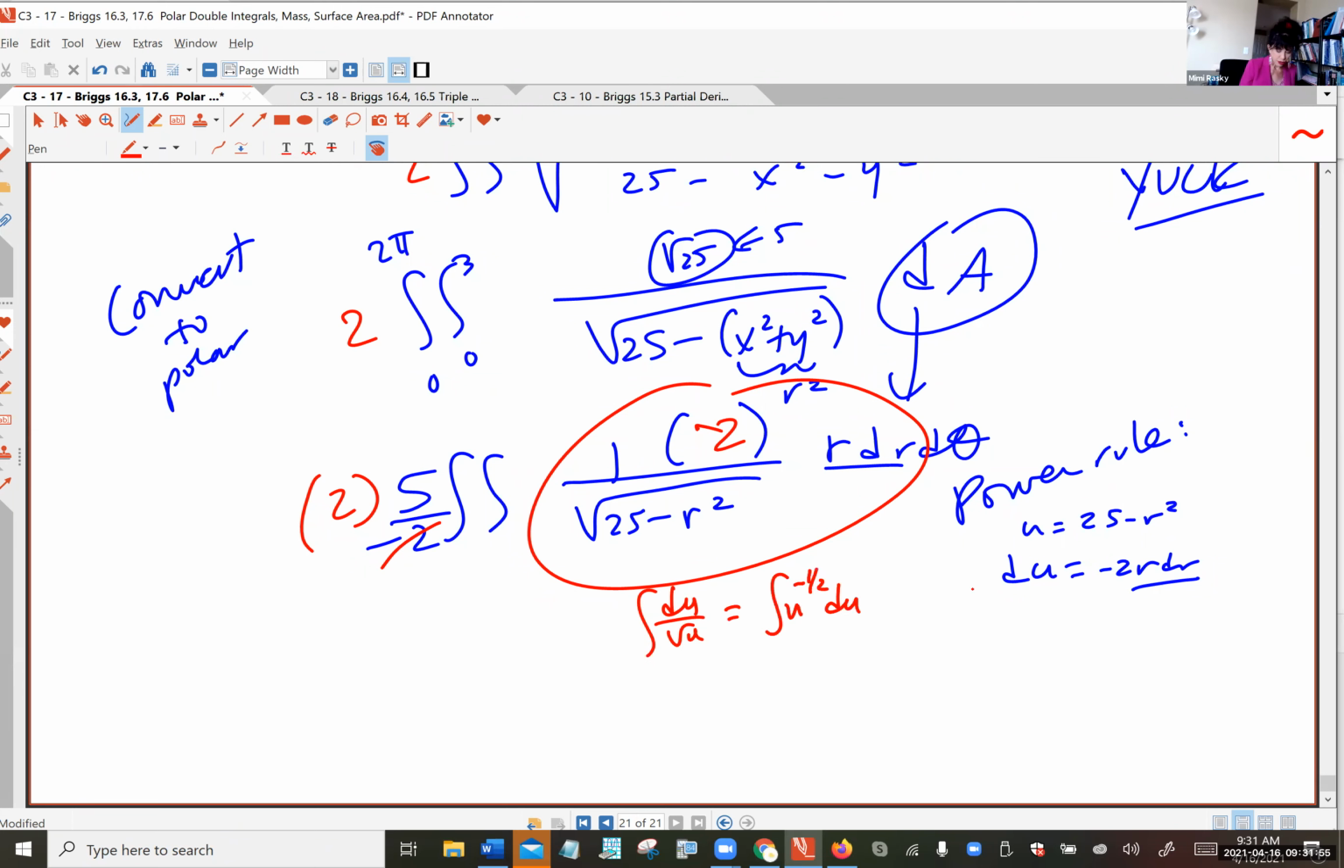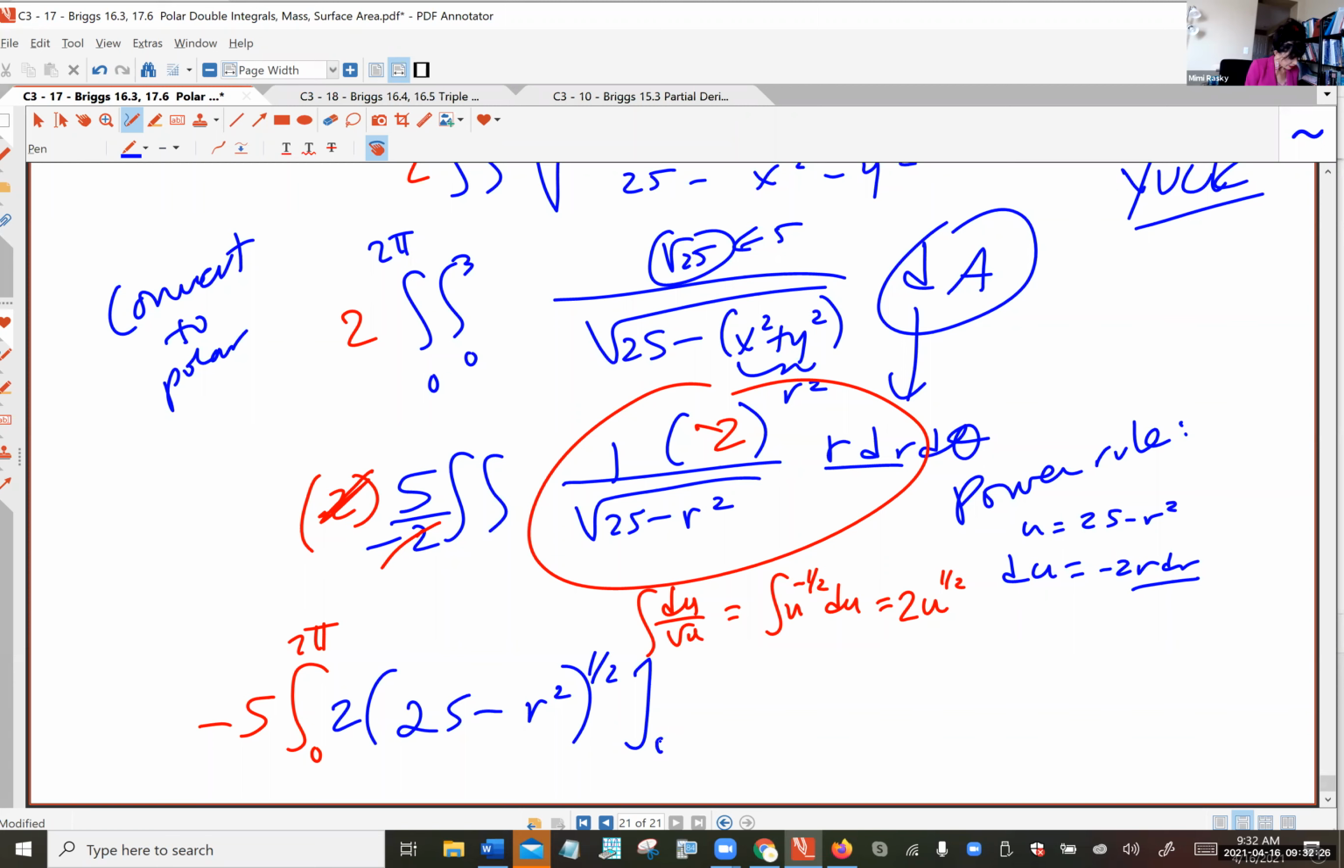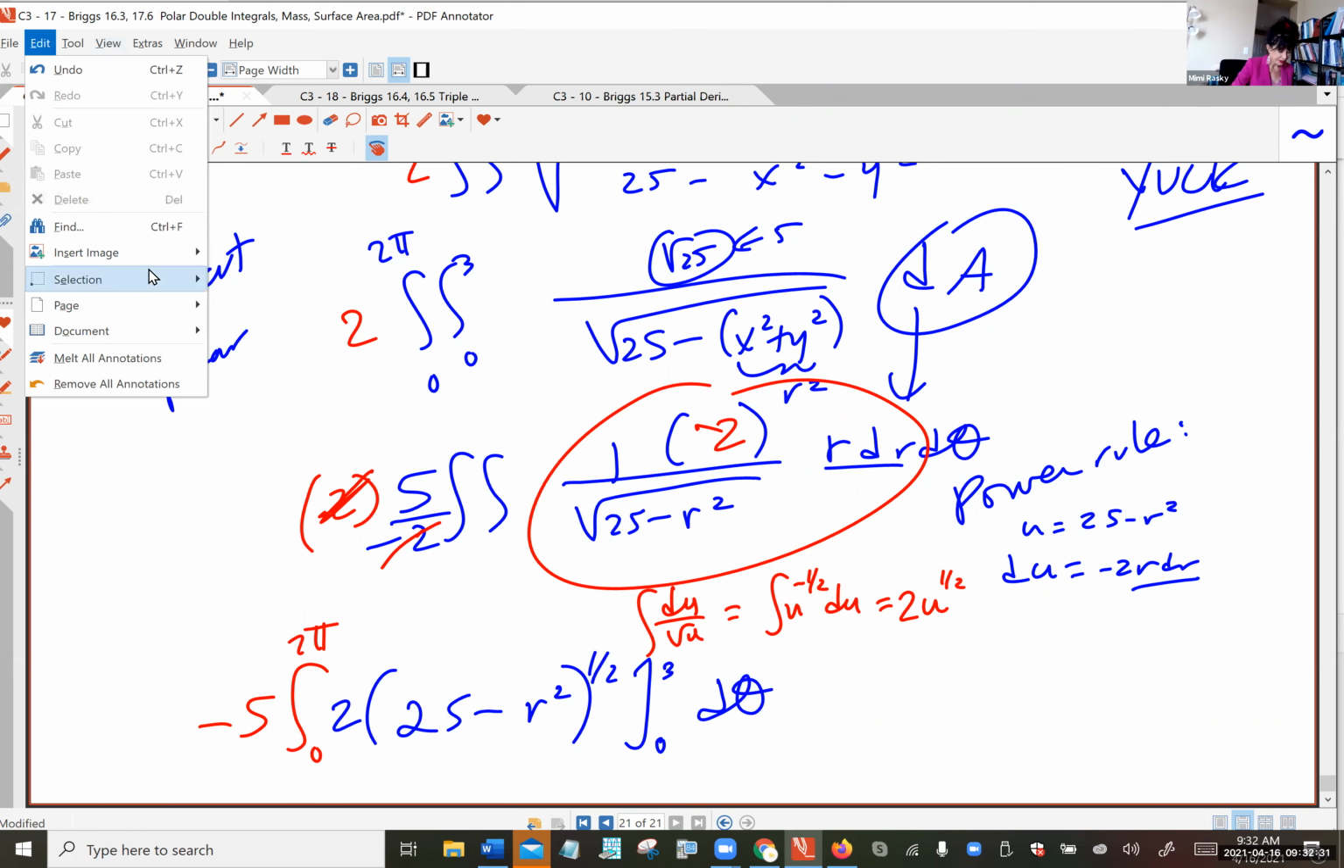So what do we have now with a little bit of cleanup? We've got minus 5. We have the outermost integral, which we'll eventually get to. And then this inner integral, which we finally got the antiderivative of. You've got that, and you're evaluating it between 0 and 3. And then eventually you'll do your d theta. Okay, nice. What a mess.